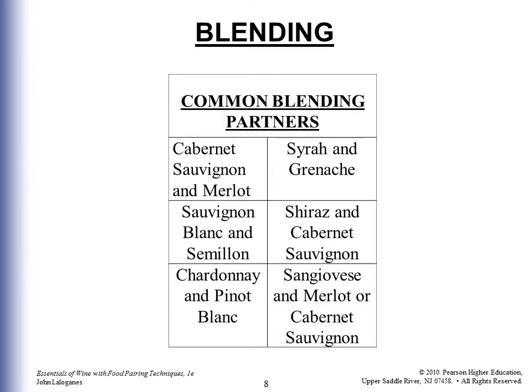Some common blends would be Cabernet Sauvignon and Merlot, Syrah and Grenache, Sauvignon Blanc and Semillon, Shiraz and Cabernet Sauvignon, Chardonnay and Pinot Blanc, and Sangiovese and Merlot or Cabernet Sauvignon.